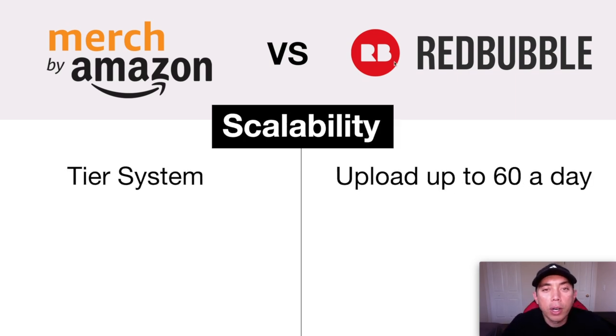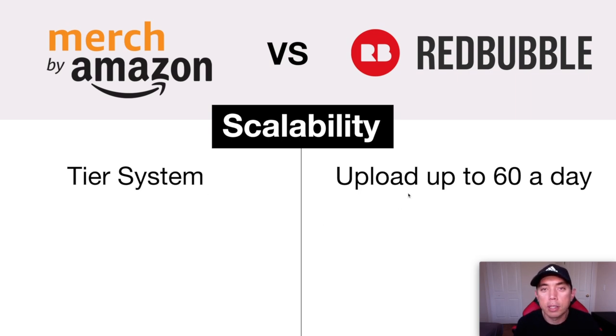So the next thing I want to compare is the scalability of Merch by Amazon versus Redbubble. If you haven't heard me talk about the tier system on Merch by Amazon, it's really different than other POD sites. Merch by Amazon starts you off with a tier system. When you get accepted, you start off at tier 10, which means you can only upload one design a day until you have 10, and you can only have 10 uploads total until you sell 10 designs, and then you move to the next tier and so on.